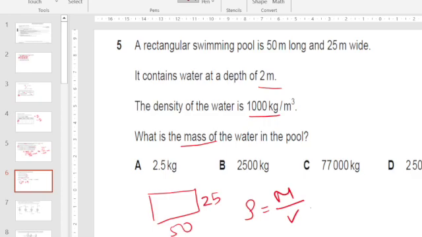And mass of the water in the swimming pool will become density multiplied by volume, which is 1000 multiplied by volume. Volume of the swimming pool is nothing but length into breadth into height. So if you solve this, we will get the answer as option D. So 2500, 1000. Okay. Option D is the correct option for the fifth question.